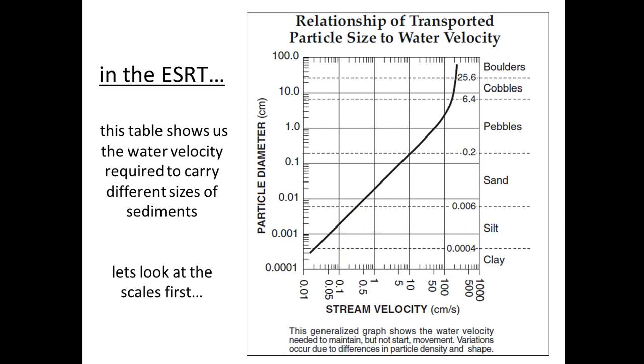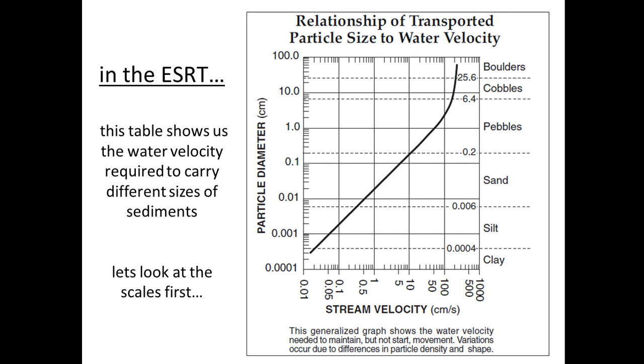relationship of transported particle size to water velocity. This table shows us the relationship of the water velocity required in order to carry different size sediments. So the big bold line here on the graph shows us the relationship between stream velocity and the particle diameter, or the size of the particle that can be carried.